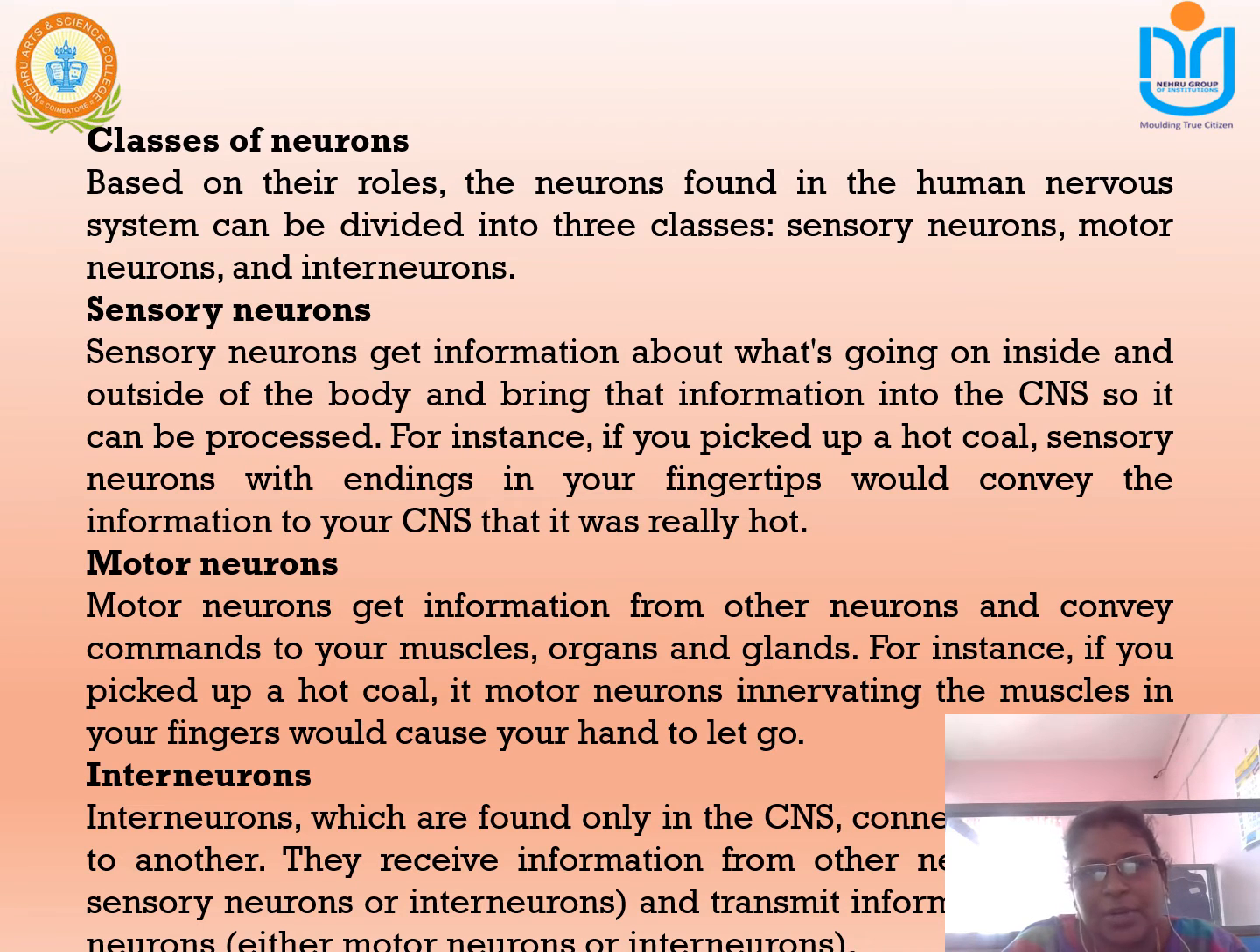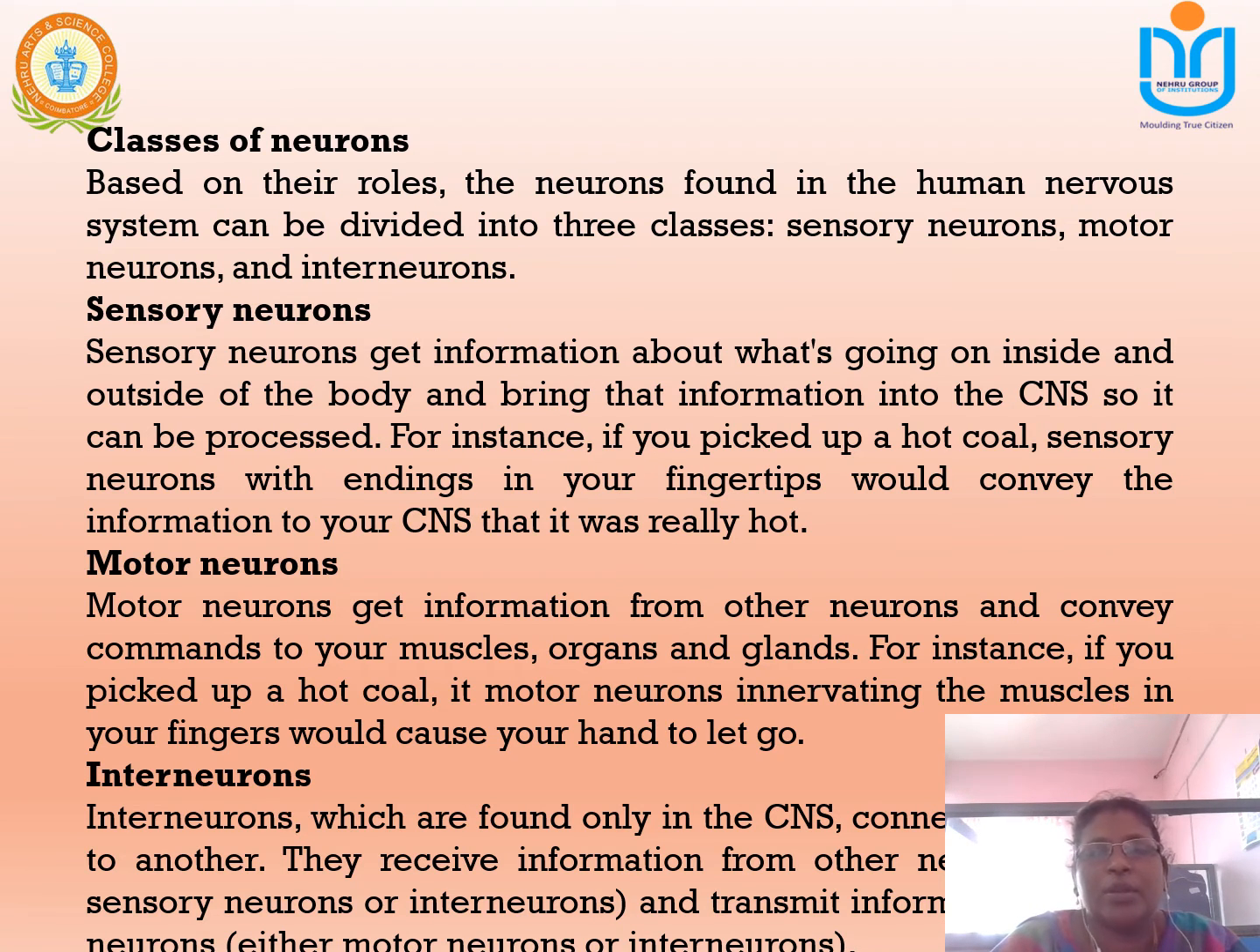Based on their roles, the neurons found in the human nervous system can be divided into three classes: sensory neurons, motor neurons and interneurons. Sensory neurons are responsible for the information about what's going on inside and outside of the body and bring that information into the central nervous system so it can be processed. For instance, if you picked up a hot coal, sensory neurons with endings in your fingertips would convey the information to your central nervous system that it was really hot.